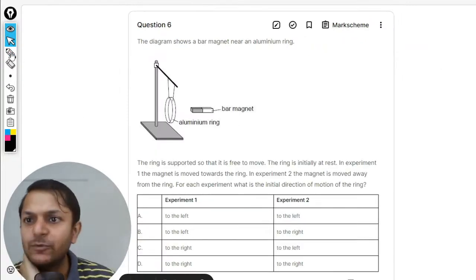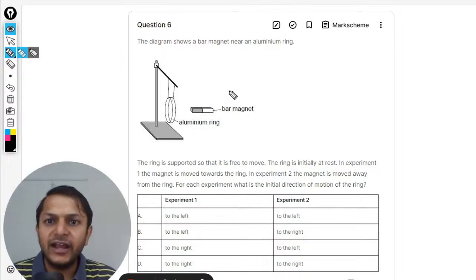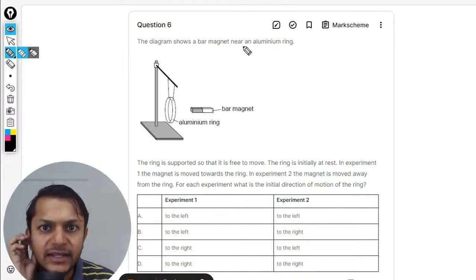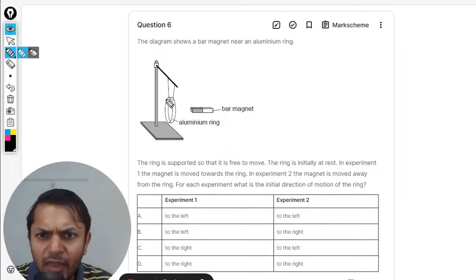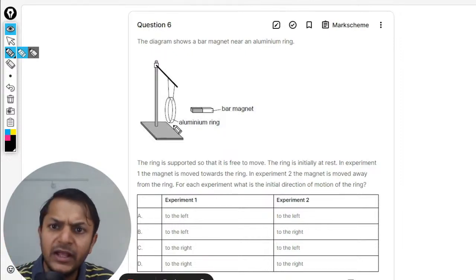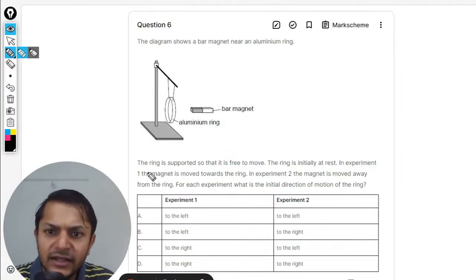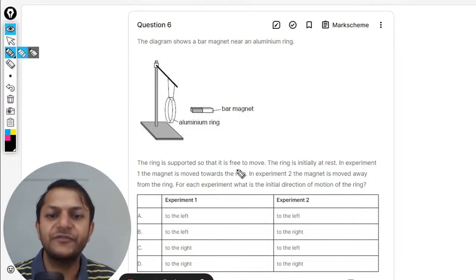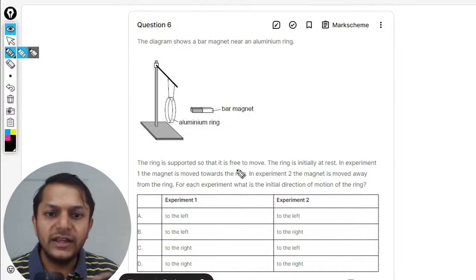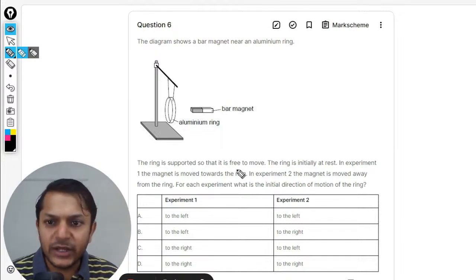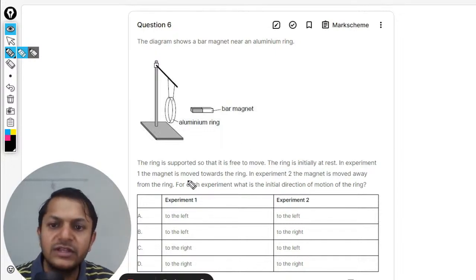Okay, dear students, let us see what is there in this question. The diagram shows a bar magnet near an aluminum ring. Okay, so this is the aluminum ring here, and this is the bar magnet. The ring is supported so that it is free to move just like a pendulum. The ring is initially at rest. In experiment 1, the magnet is moved towards the ring. This is experiment number 1.